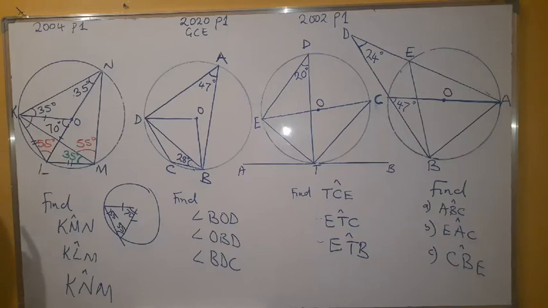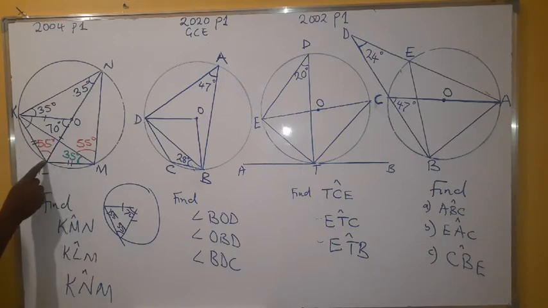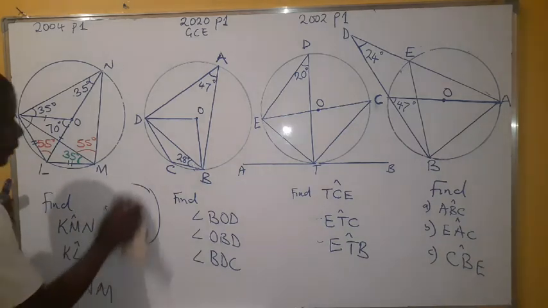So we know that this whole angle here is 90. It's 90 because we have the diameter. This whole angle is 90. Okay? So what do they want? Let's see what the questions are asking us to work out before we proceed.